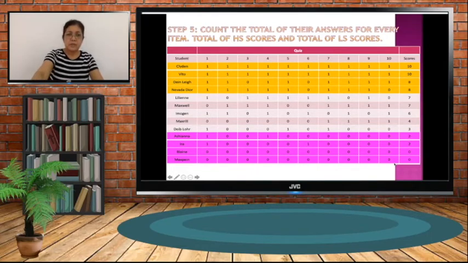Okay, so let's focus on the respective answers. For high scorers, all of them got the correct answer, so it's a 4. For the low scorers, we have 2 who got the correct answer. For item number 2, same thing, 4 for the high scorers, and then we have nothing for the low scorers. You have to repeat the procedure from item number 3 up to item number 10. We just count the number of correct answers.